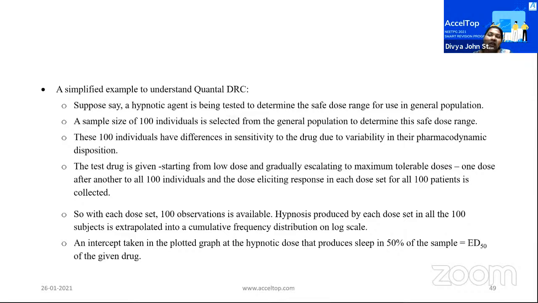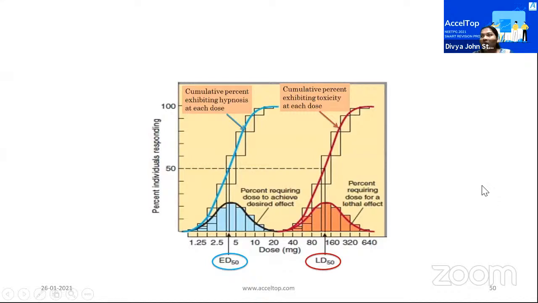So that is nothing but your effective dose 50 for a given drug. Okay, so this now will look very easy to understand, right? So we've taken ED50 by collecting that intercept of the curve which shows where 50% of the subjects have fallen asleep after a test dose, after the testing hypnotic has been given.